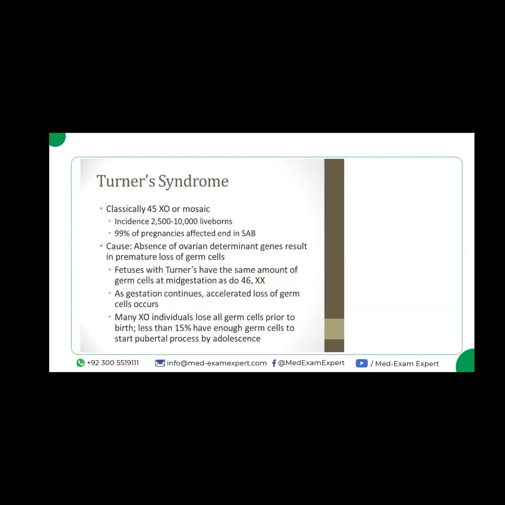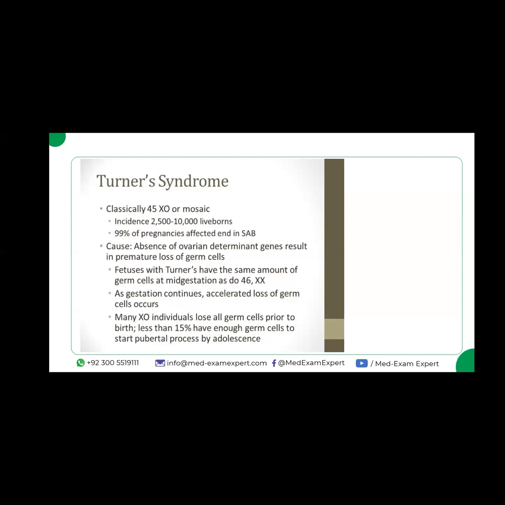So what is Turner syndrome? Turner syndrome is basically 45X, not or mosaic. Incidence is 1 in 2,500 to 10,000 live births. 99% of pregnancies affected by the condition are lost, and the most important cause is absence of the ovarian determinant gene, which results in premature loss of germ cells.